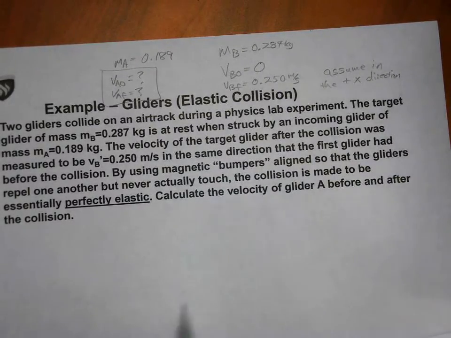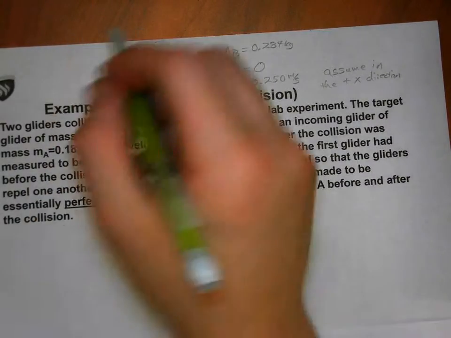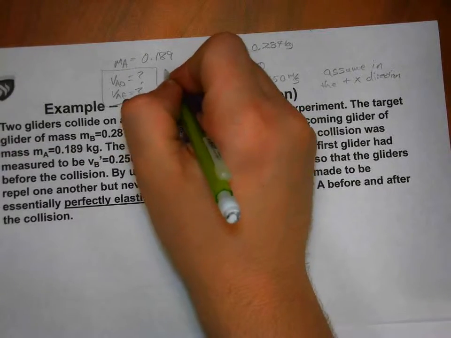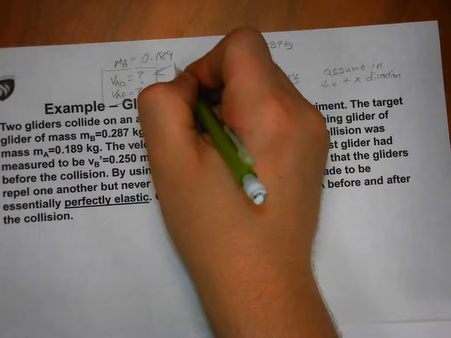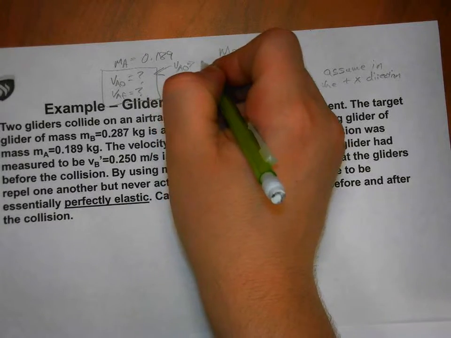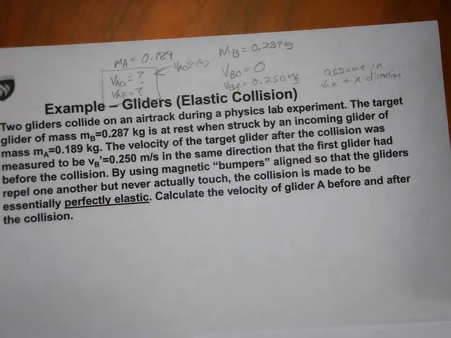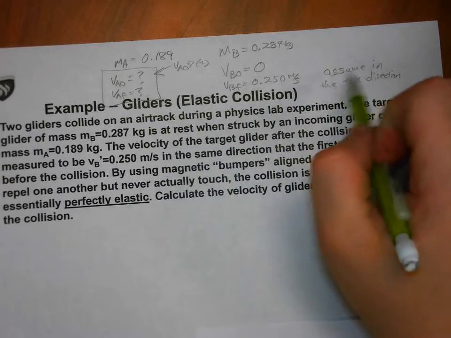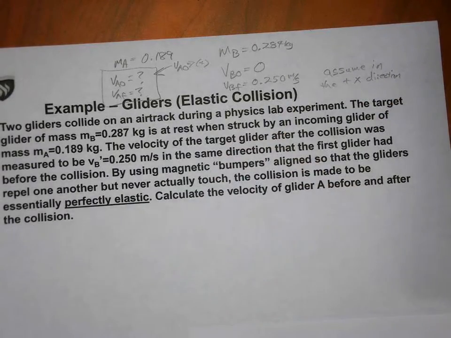Because it doesn't tell us, it just says in the same direction as this is initially. So we will assume that VA0 is positive. Well, it has to be positive because we assume this to be positive. If we assume this to be negative, then this would have to be negative.